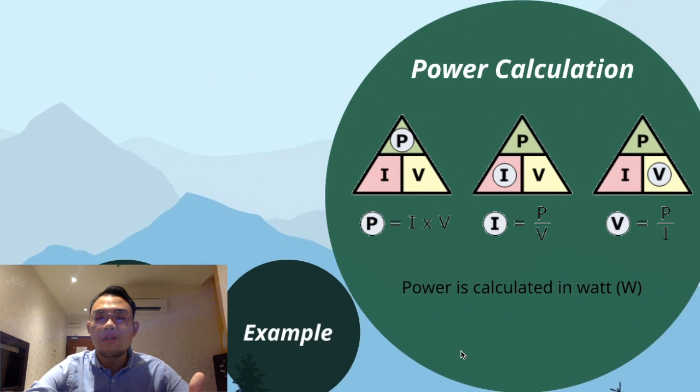Next, we will look into the power calculations. There are a lot of ways to calculate power, but in this case, we are using just one formula. The formula is power equals I times V. From the formula, we know that power is the product of current and voltage, and power is calculated in watts, W. The other two formulas are just alterations, where you change the positions of I and V.